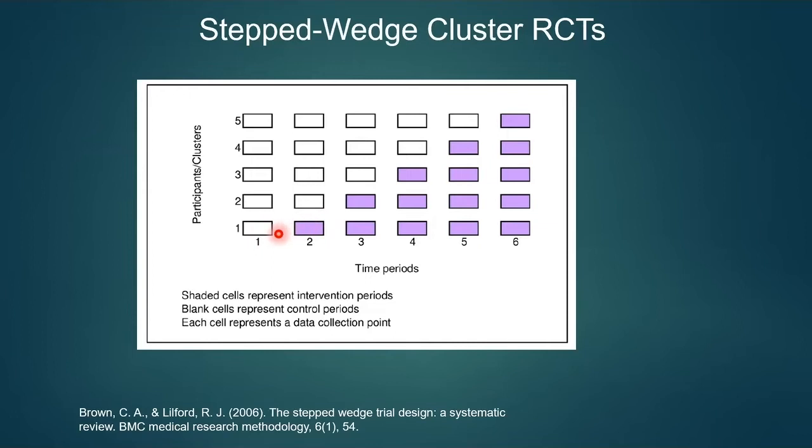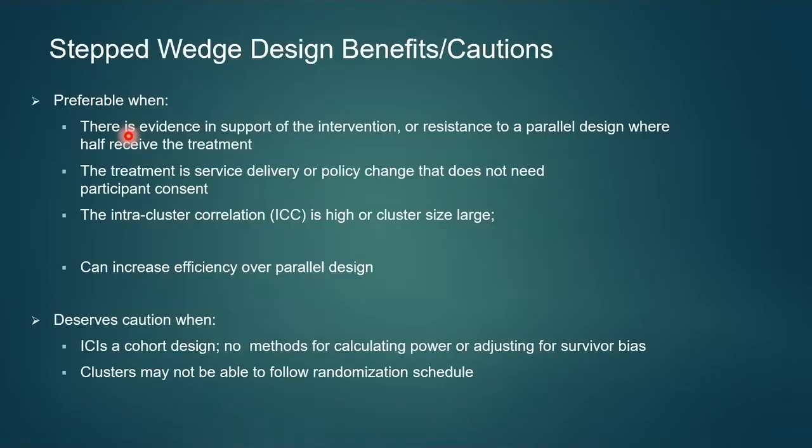But then we might have a problem with survivor bias, because only those who make it to time 2, 3, and 4 in these various clusters are going to make it onto the intervention. And then we don't actually have strictly a randomized comparison anymore. So for this reason, if the step wedge design is a cohort design, we have issues with selection bias potentially, and we don't have good methods for calculating power or adjusting for the survival bias.